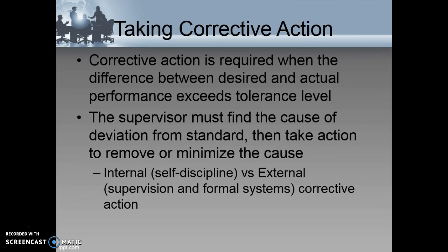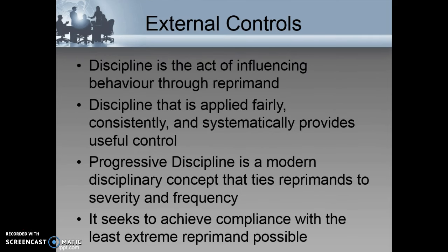We can have internal corrective action, which is some sort of self-discipline, or we can have external corrective action, where we're trying to do some sort of formal system in place that our employees must follow. We can have external controls, which is discipline, right? Discipline is the act of influencing behavior through reprimand. We're going to try and change the behavior of our employees by giving them some sort of disciplinary reprimand or consequence, right? Discipline that is applied fairly, consistently, and systematically provides a very useful control and can help to monitor the way that our employees work in the future.